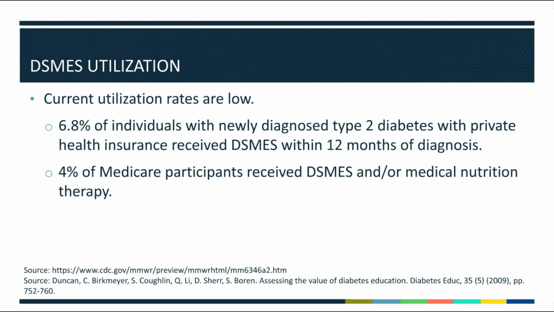But currently, the utilization rates are really dreadfully low. 6.8% of individuals with newly diagnosed type 2 diabetes with private insurance receive DSMES within that first 12 months of diagnosis. And that's really an important time that people establish a good foundation. And then data we have available shows us that 4% of Medicare participants receive DSMES or medical nutrition therapy. And we all know, all of us in the diabetes community have worked hard to get those benefits passed and in place, and yet we are not being successful in helping people access those and utilize them.